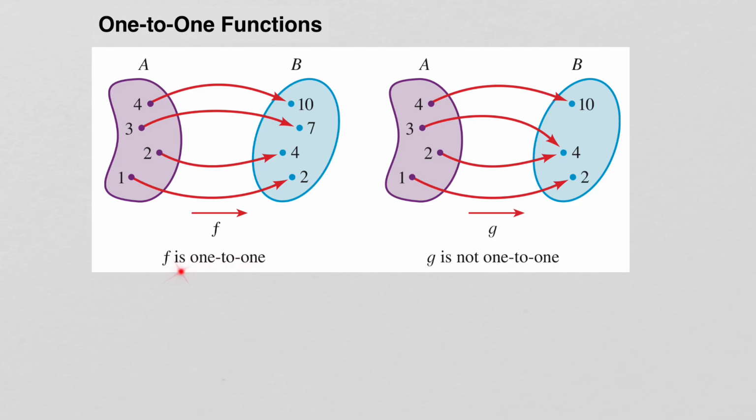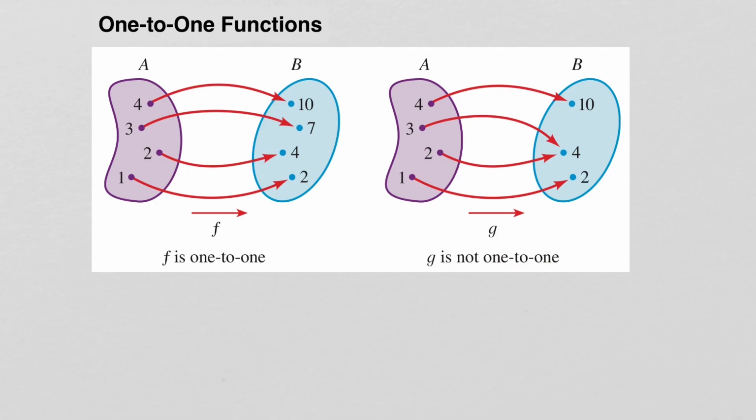So this function that you're looking at here is a one-to-one function because every one x value goes to exactly one y value. And you can see that happens for all four of these numbers here. The other diagram represents something that is not one-to-one.